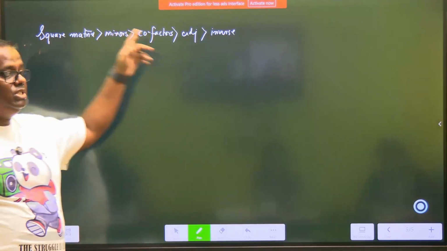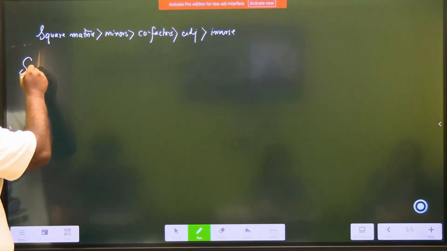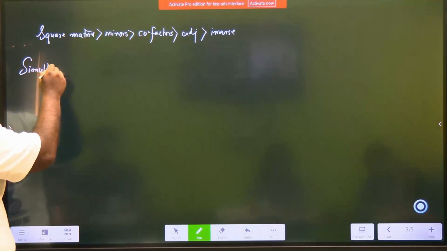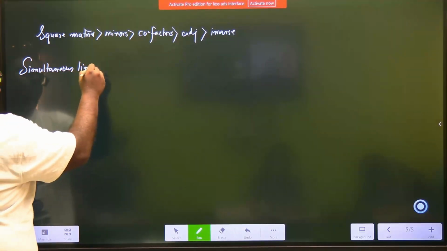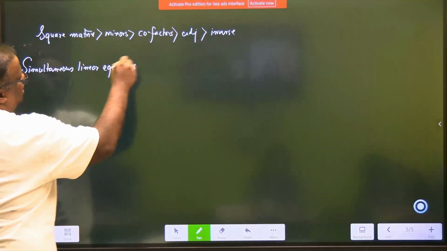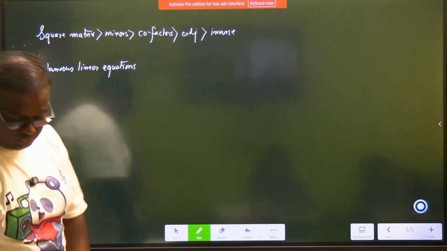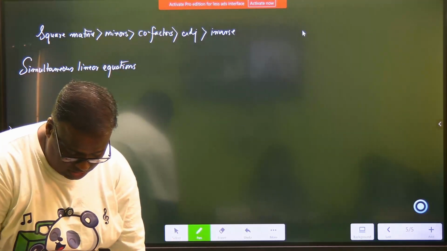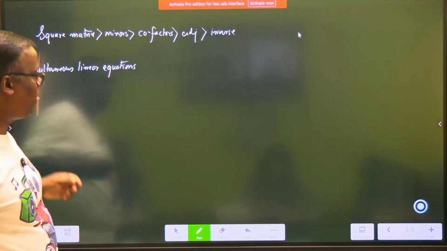Now we will use the inverse thing for solving simultaneous linear equations. 2 variables or 3 variables, it does not matter. If it is 2 variables, it will be a square matrix. If it is 3 variables, it will be a matrix of order 3. Okay.